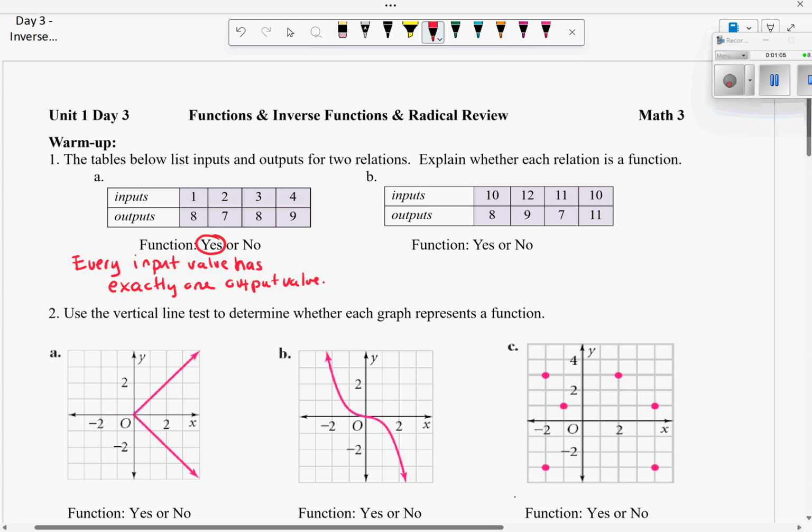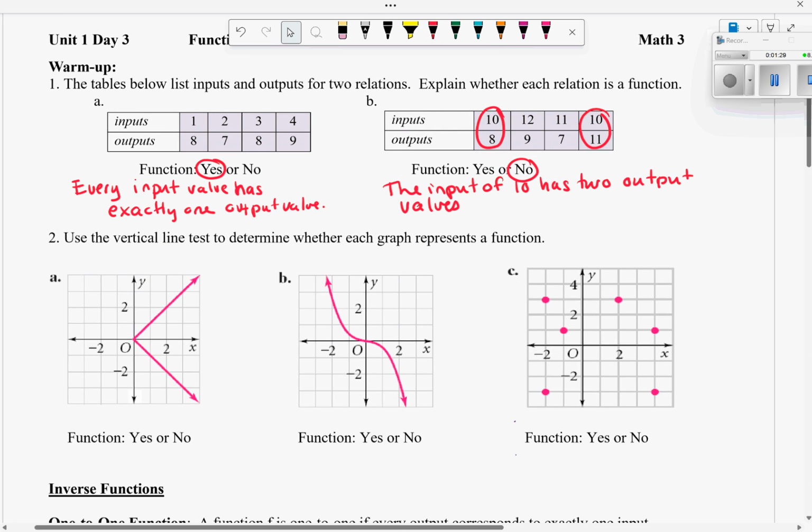For the next one, if we look to see if this one's a function, we would say no, because the input of 10 has two output values.